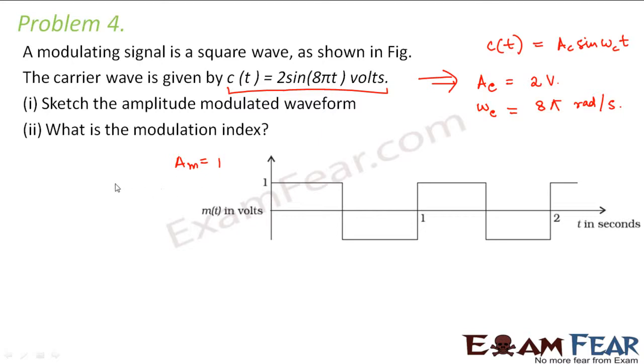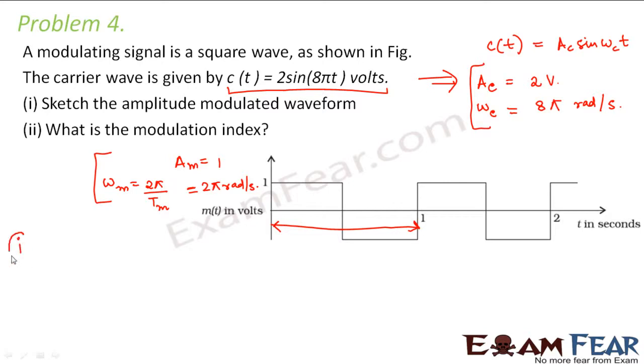What will be omega m? That is the angular frequency. Angular frequency is given by 2 pi by time period. So what is the time period here? Time period here is again 1. So one oscillation happens in 1 second. So this is equal to 2 pi radian per second. So from this data, we get a relationship between the carrier wave and the modulating wave. Okay, so now let us see how we sketch the amplitude modulated waveform.